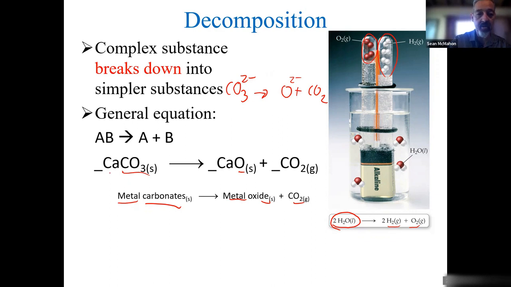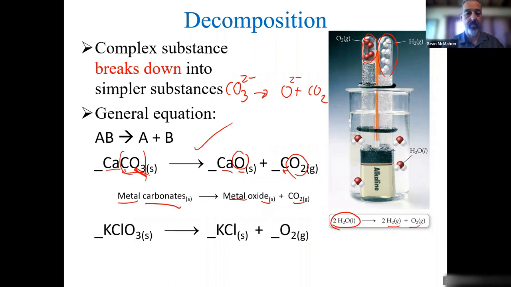So if I want to balance this, one metal, one metal. Now I don't have carbonate on both sides, so I can't balance the carbonates. So I'm going to go carbon first and save the oxygen for last. One carbon, 3 oxygen, 1 plus 2 is 3. This is already balanced. Let's try a trickier one.